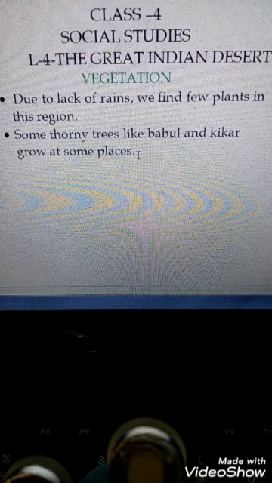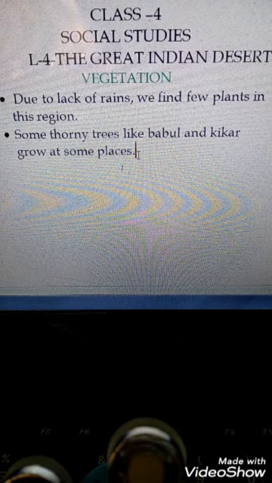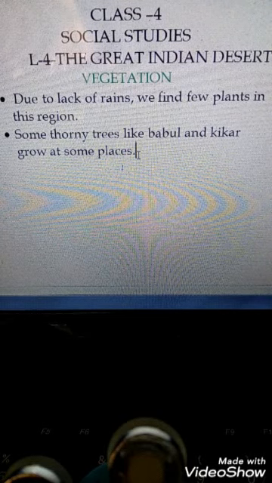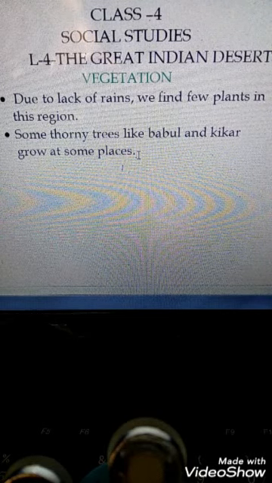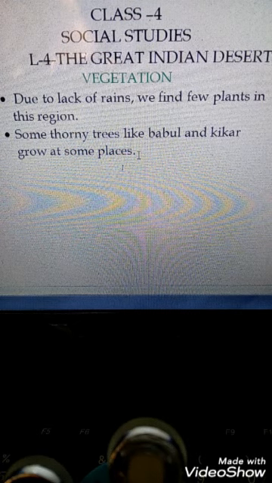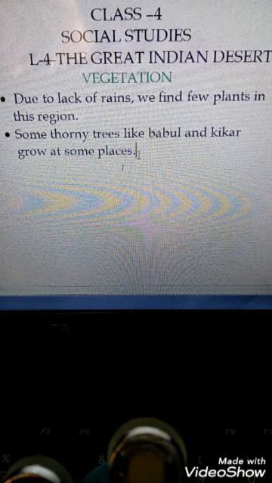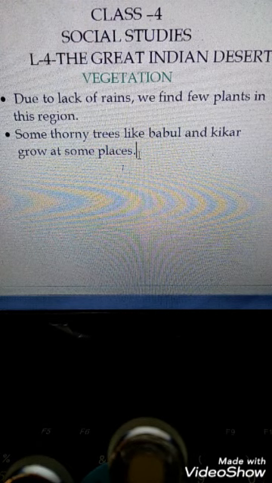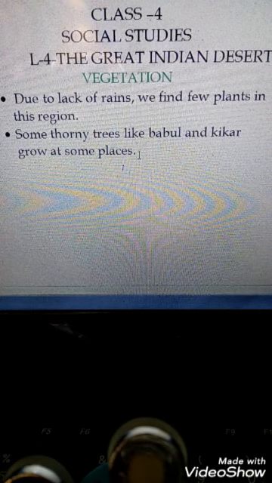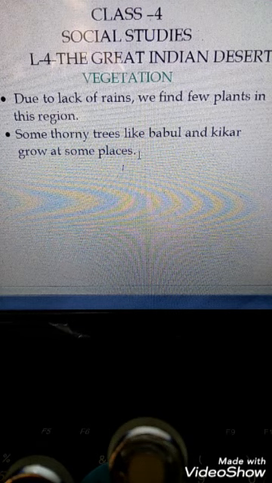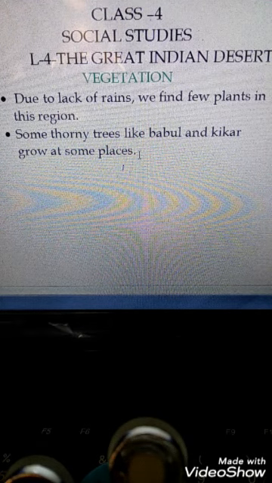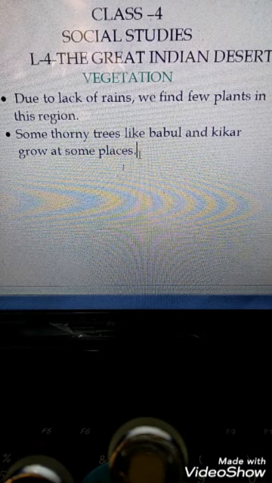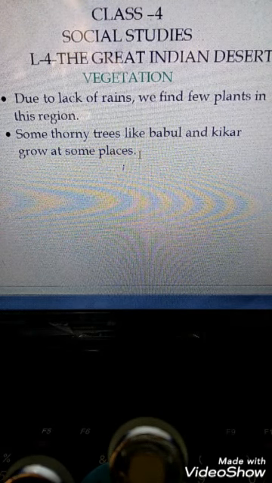Do you know why? Because the sand cools down quickly and also gets heated up quickly. That is why in winter the days are warm but the nights are cool. There is very little rainfall in this region. There is no river in this region. Okay. So this is all about the climate we discussed in our last class.